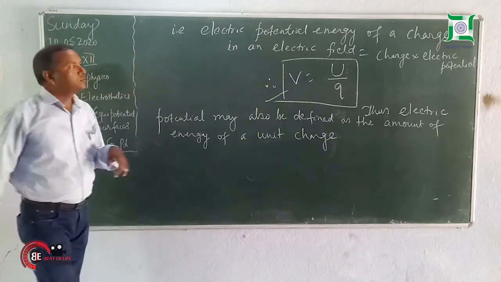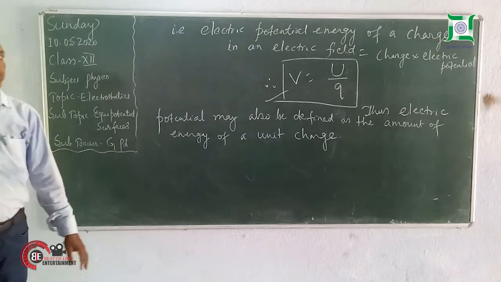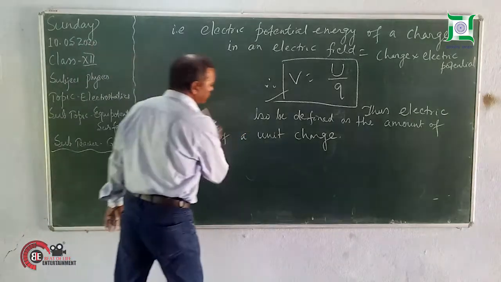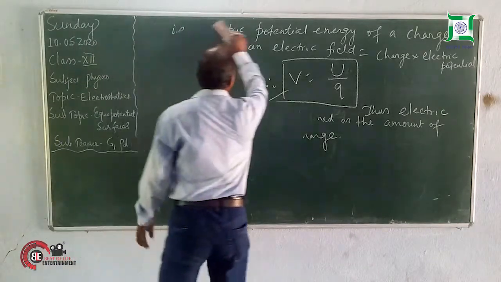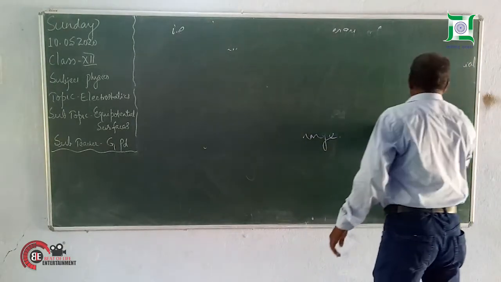Now we will find an expression for electric potential energy for a system of 2-point charges.